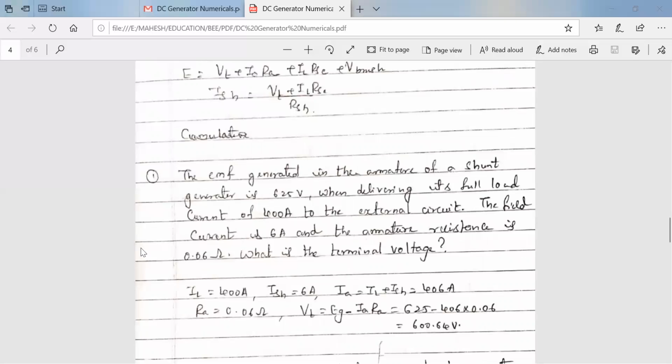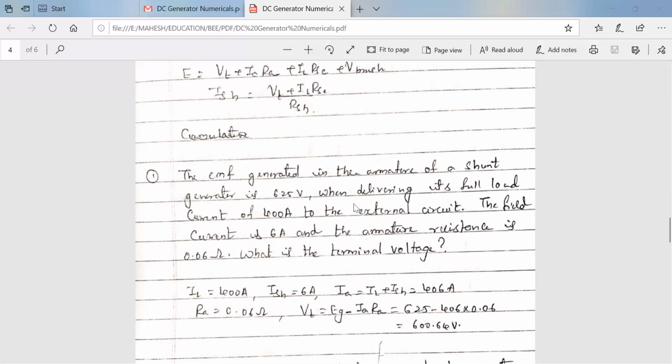By using these, we'll see some numerical examples. The first one is a simple one. The EMF generated in the armature of a shunt generator is 625 volts. So he has given the total EMF, that is E, when delivering its full load current, that is IL, of 400 amps to the external circuit. The field current is 6 amps and the armature resistance is 0.06 ohm. What is the terminal voltage?